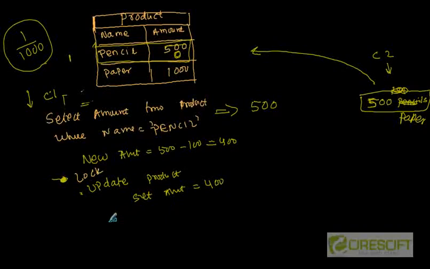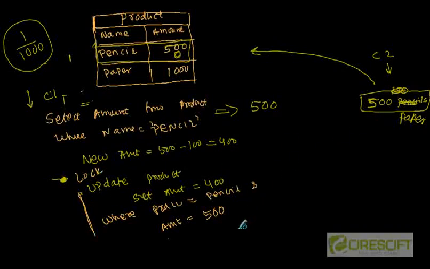But what we are going to do is add a condition where your product is equal to pencil, and importantly we are going to give another condition where amount is equal to the amount that it started with when I started this transaction. So when I start this transaction, the amount was 500. So you update only if your amount is the amount that we started with, and that is going to save you from the other problem.